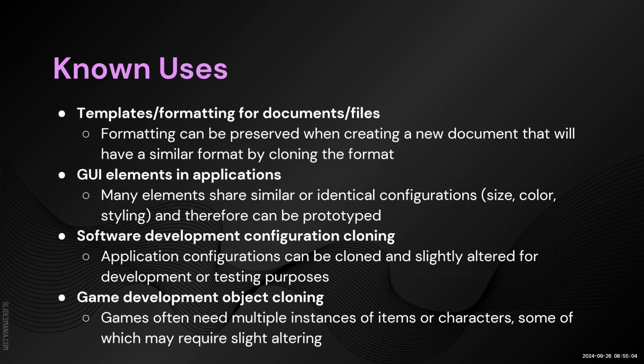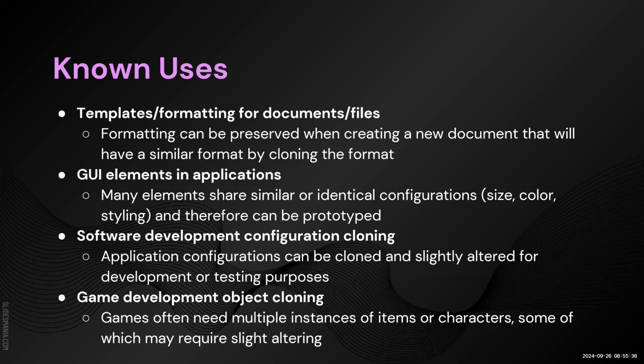So some known uses or examples: the first one here we have is templates or formatting for documents or files. If formatting can be preserved when creating a new document that will have a similar format by cloning the format. So if a specific document type has a very specific formatting with a bunch of different attributes based on size and font and setup and things like that, cloning that can create a very similar document when all you need to do is adjust the body or the headers or titles.